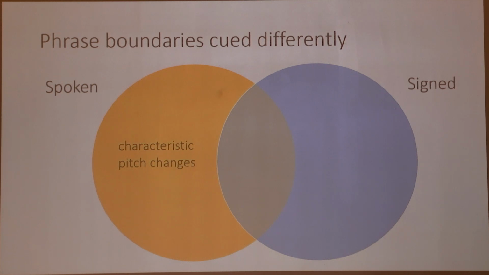In signed languages, prosodic variation is often signaled through articulators such as the face, torso, and head, and common cues to prosodic phrase boundaries include changes in head position, changes in facial expression, and blinks.